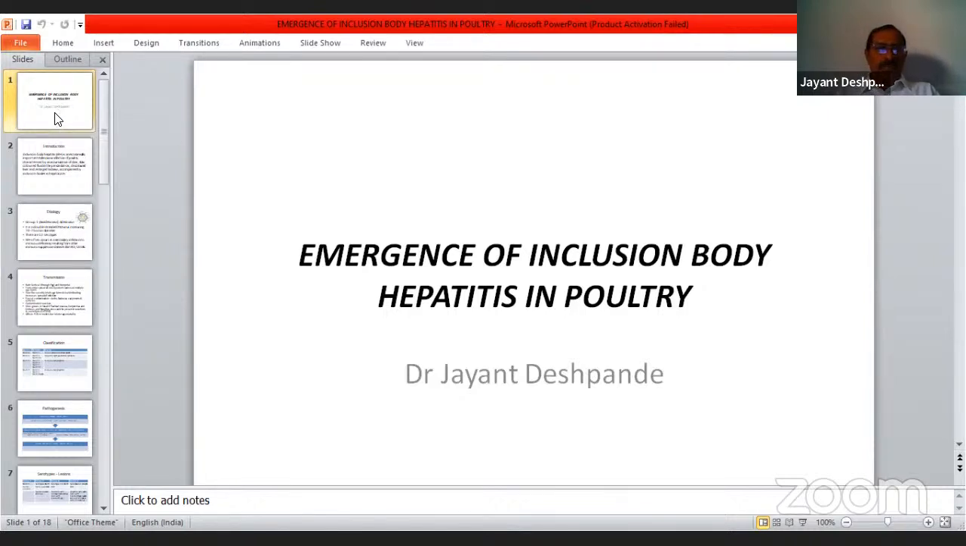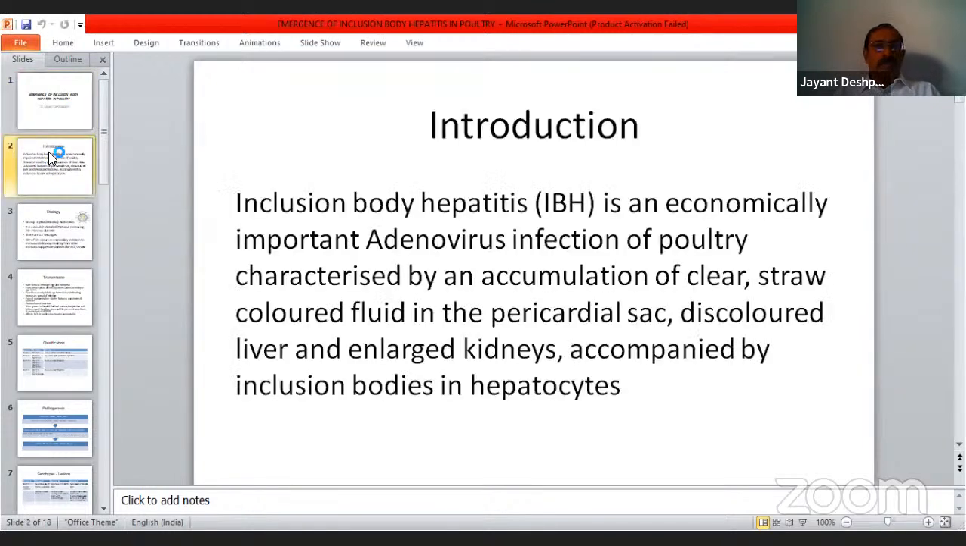Just to introduce, inclusion body hepatitis is a very economically important adenovirus infection, because IBH causes very heavy losses in poultry. It affects growers, in the range of 3-4 weeks.